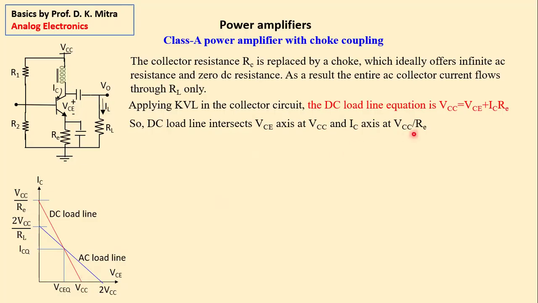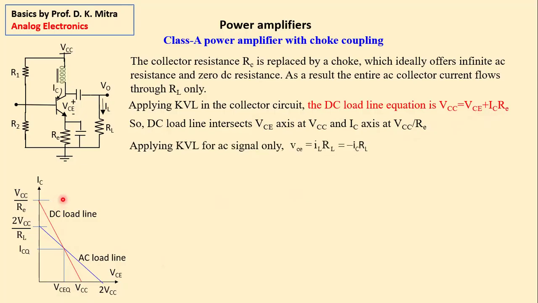In fact, the slope of this line is 1 by RE, which is a very high slope. Practically, it is almost a perpendicular line like this. But if I draw a perpendicular line, it goes out of this picture, so I have purposefully given it an inclination. It is almost perpendicular with a very little slope.